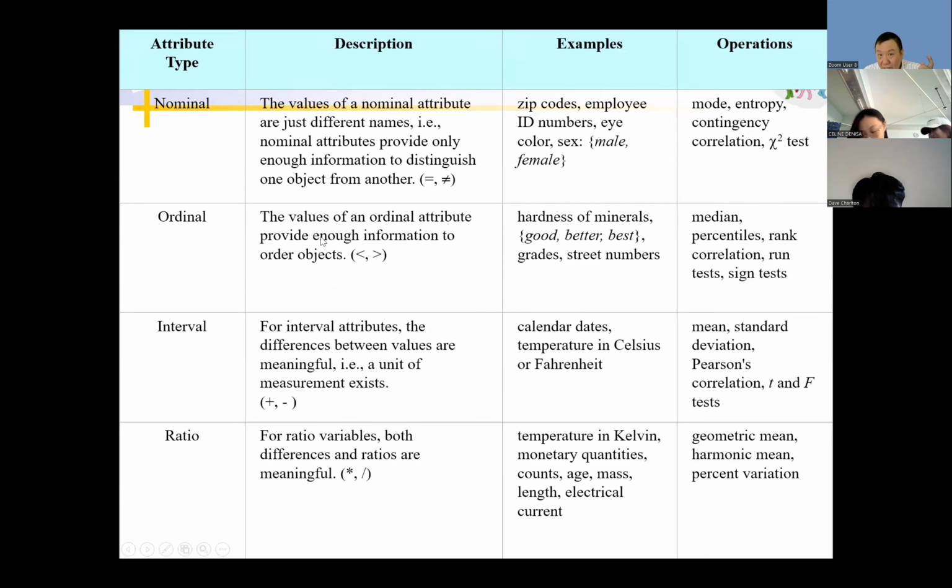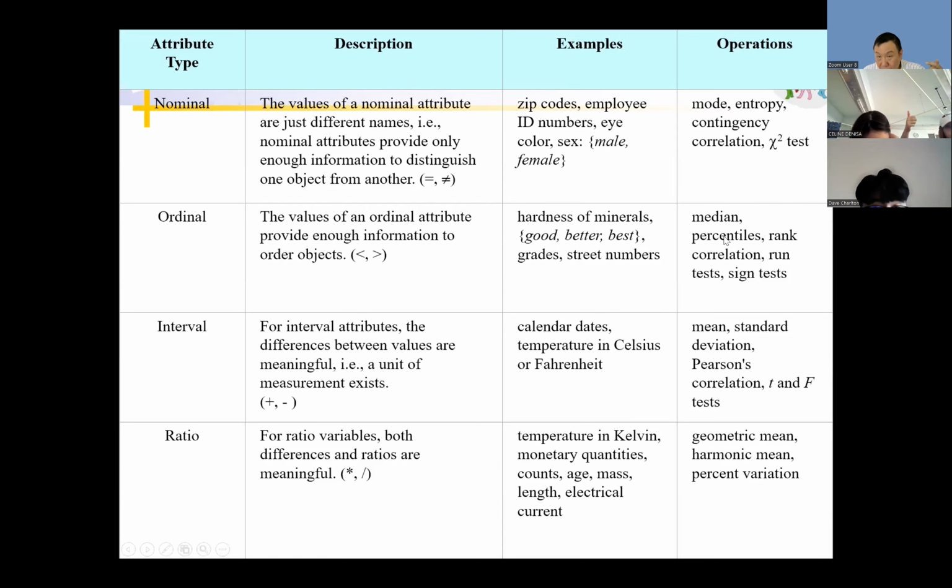If you have ordinal, you can do median. Of course, you can do mode. Remember, ordinal is higher than nominal. That means everything that nominal can do, ordinal can also do. If your data is ordinal, you can do mode, you can do median, but you cannot do mean. You cannot do standard deviation in ordinal data. You cannot do standard deviation in nominal data. Clear or not?